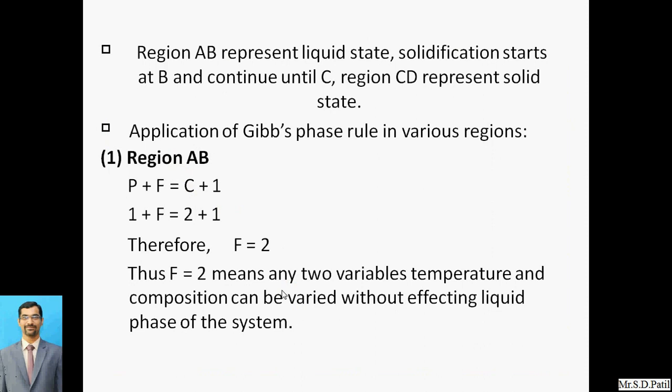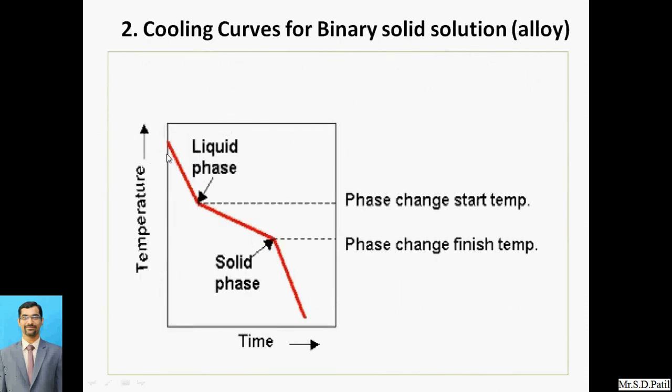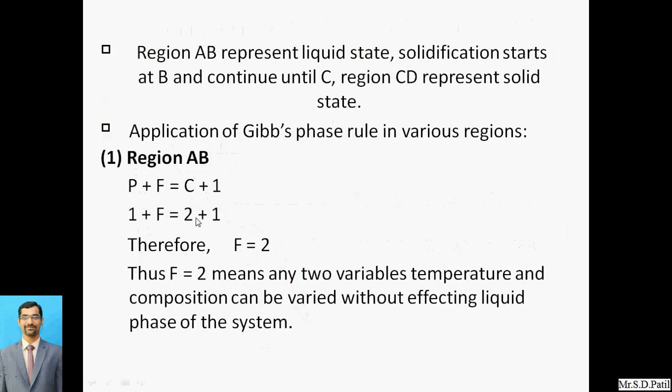How are we going to calculate this? In short, I will explain now. For the pure metal, you understood those things. Now for this particular binary metal, just see how it has been calculated. For the region AB, P is equal to 1 because only the liquid state is there. Now C is equal to 2.